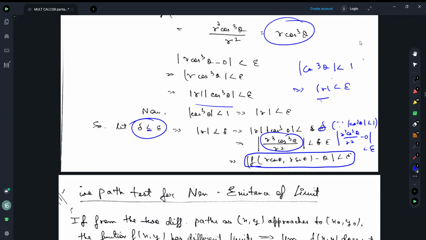Is it clear? So let this lecture be up till this one, guys. In the next lecture, we will be talking about the two-path test of non-existence of limit. Okay, so meet you guys in the next lecture.